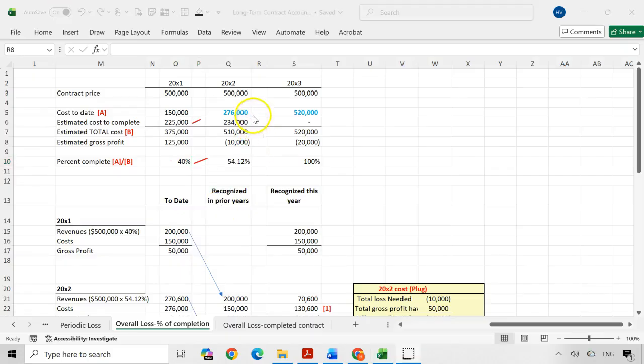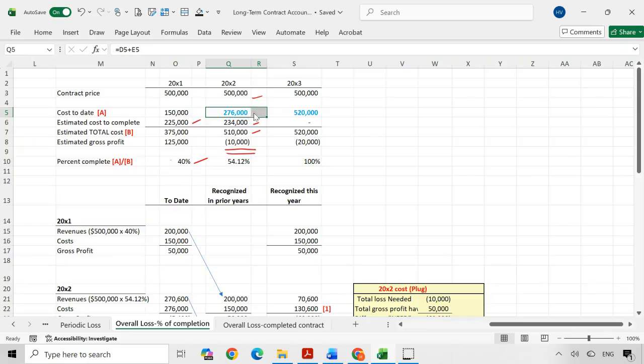So let's go to year 2. Our contract's $500,000. Our cost to date is $276,000, and our estimated cost to complete is $234,000, bringing our total estimated cost for this project to $510,000. So now our contract price is $500,000. Our estimated total cost for this project is $510,000, bringing us to an overall loss for the entire project of $10,000.